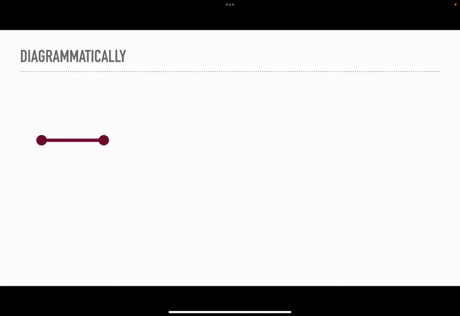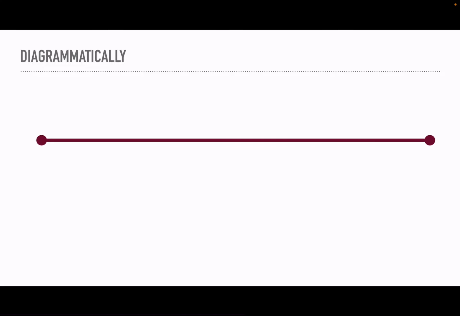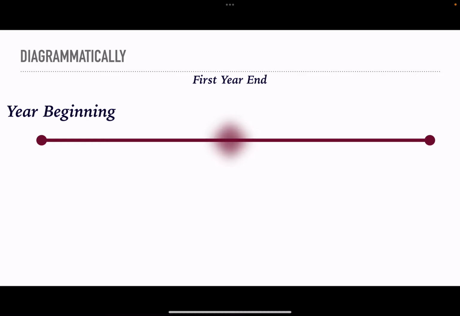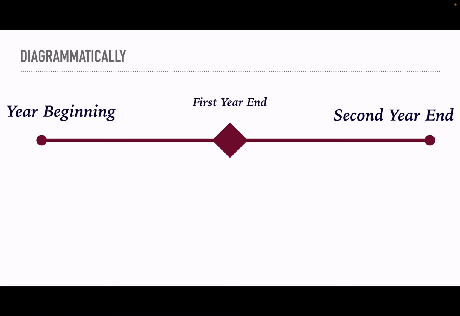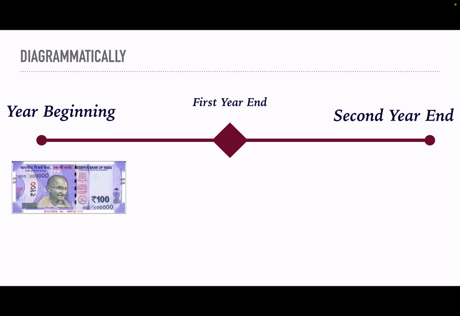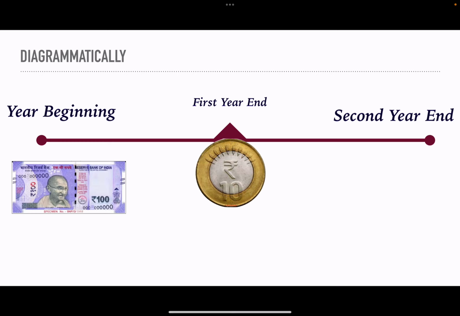Okay, let's look at this again on a timeline. So this is the timeline for 2 years, and at the year beginning, and then you have at the end of the first year, and then you have at the end of the second year. Okay, at the year beginning, I have borrowed 100 rupees from Mr. B. At the end of the first year, I owe him rupees 10 interest, but I don't owe him the principal yet, because the principal has to be repaid at the end of second year.